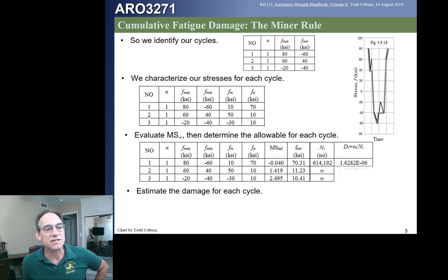Now that we know the number of cycles for each, we can calculate the damage that each cycle causes. We do that by just taking the ratio of the number of cycles to the N.